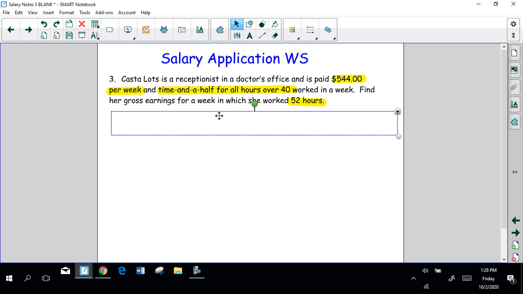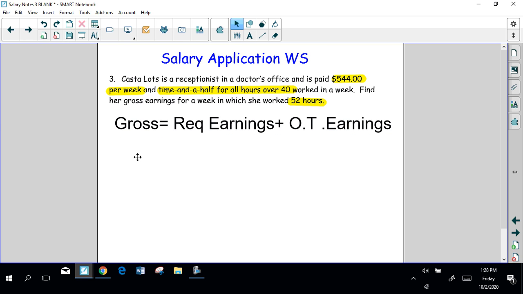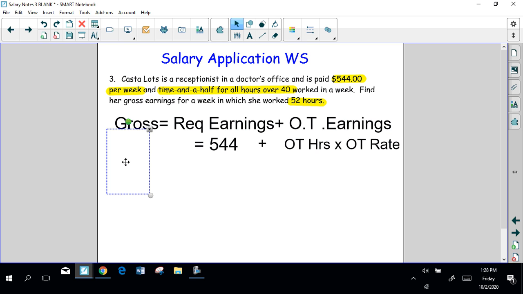So again, we start with our gross pay formula, which is gross pay is regular earnings plus overtime earnings. Regular earnings, we don't have to calculate those at all. They tell us what they are. They're $544. Remember, our overtime earnings are overtime hours times overtime rate. To figure that overtime hours out, we take our hours worked of 52, subtract a regular work week of 40, and get 12 hours for overtime.